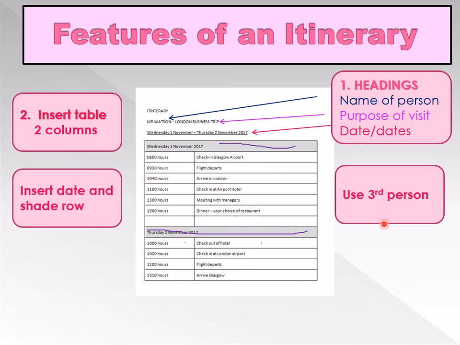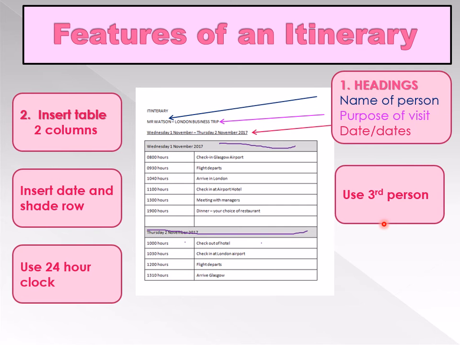We need to do it in the third person. So if you're using the person's name, even if it was for yourself, you'd still say your name. Rather than me putting I will check in at Glasgow Airport at 0800, I would put Mr. Young checks in at Glasgow Airport at 0800.